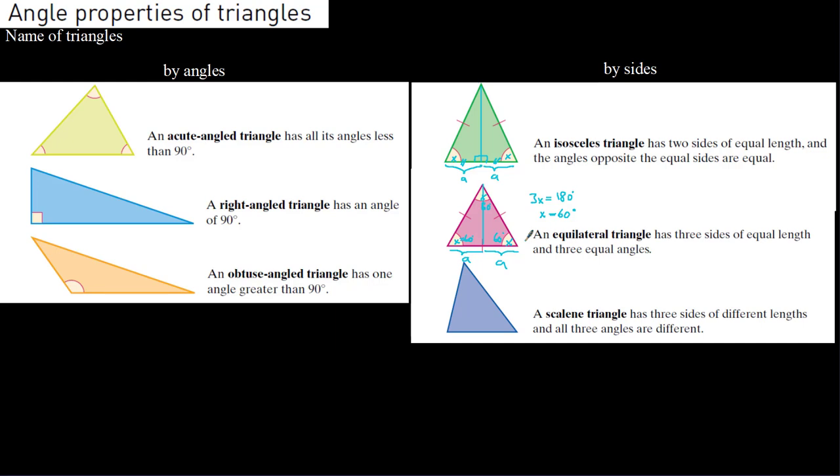Okay, let's continue with the last one, which is the scalene triangle. A scalene triangle has three different sides. The lengths are all different, so it is called a scalene triangle.